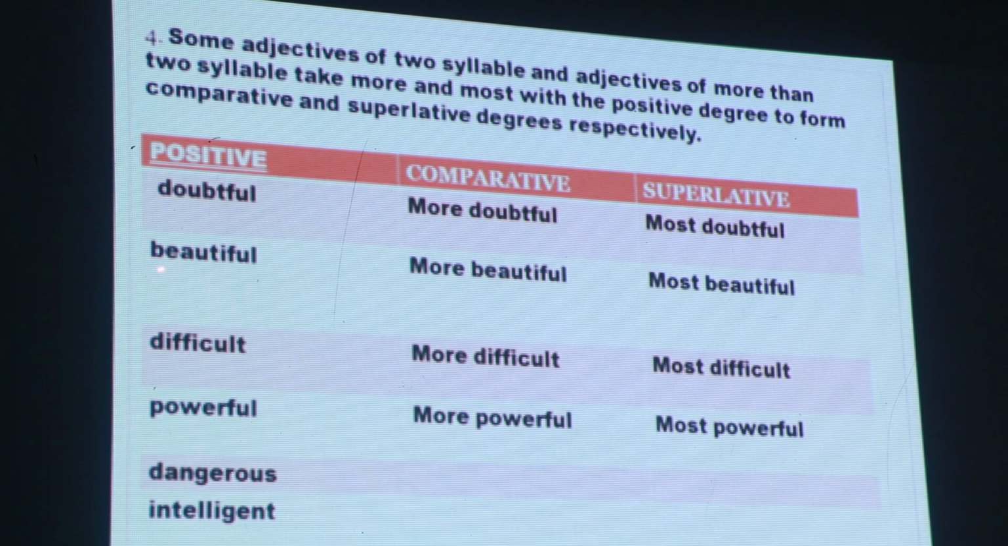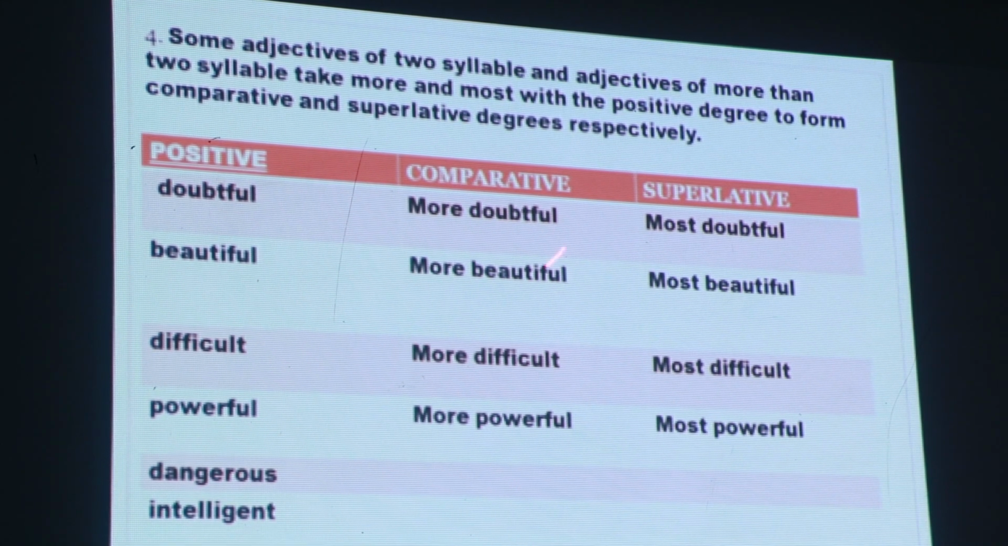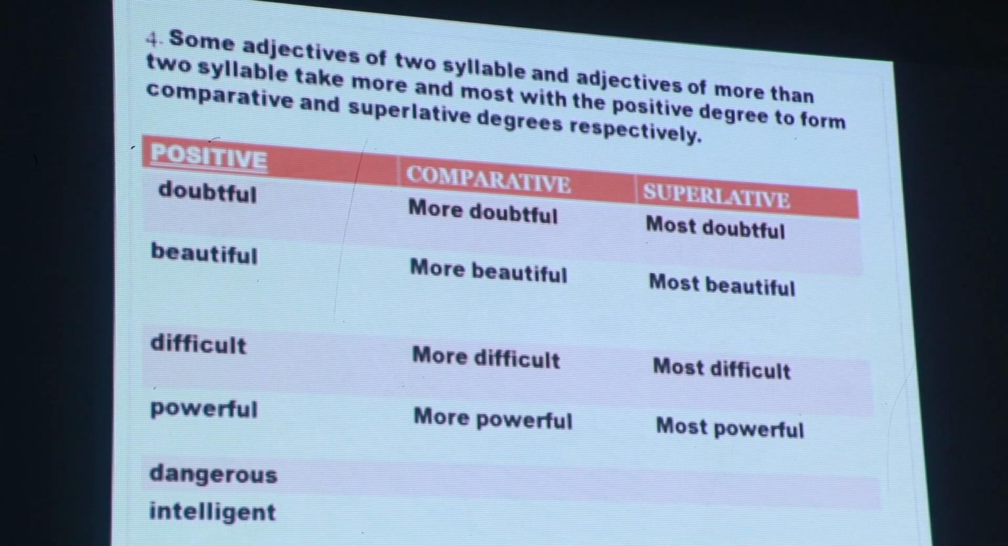Because it has beautiful, beautiful. There are 3 syllables, so you cannot say beautifuler and beautifulest. That's not possible. That's not English. You're going to say more beautiful and most beautiful. The rest are the same as the other one, which I've said.